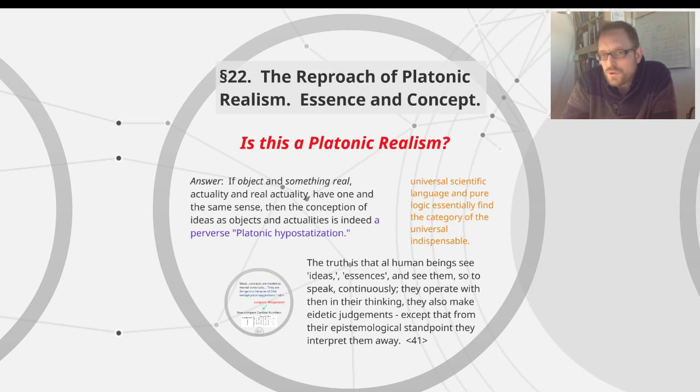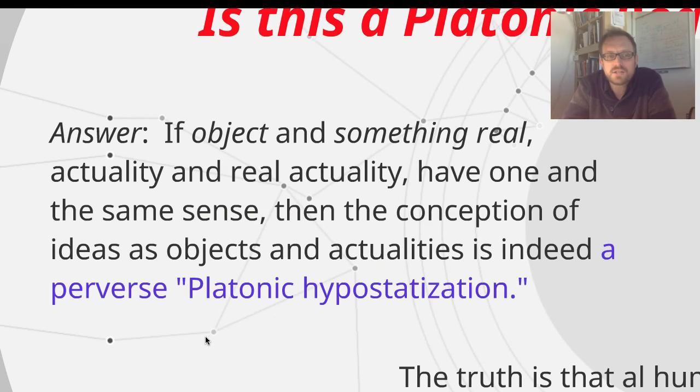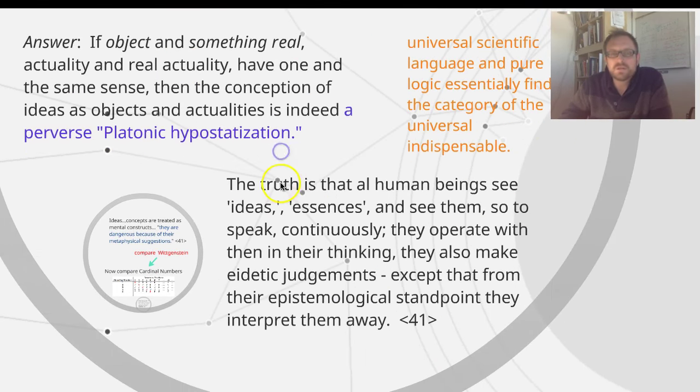And here's the worry that Husserl wants to address. Is Husserl advocating a type of Platonic philosophy here, in which you have these essences that the phenomenologist is trying to uncover? Well, what does he argue? He says, if by object and something real, actuality and real actually, have one and the same sense, then the conception of ideas as objects and actualities is indeed a perverse Platonic hypostasization, a very technical term there. He says the truth is that all human beings see ideas, essences. We all see them, and we see them, so to speak, continuously. We operate with them in our thinking. Humans also make eidetic judgments, except that from their epistemological standpoint, they interpret them away, right?